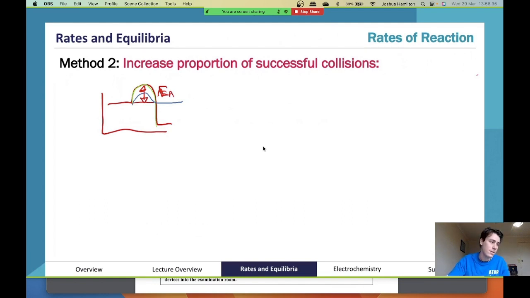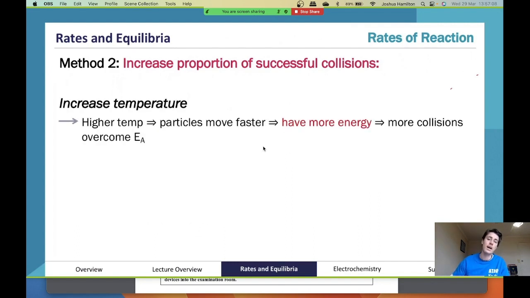So what if we increase the temperature of everything that's in our balloon? Well, if we increase the temperature, we're going to increase the kinetic energy. And by increasing the kinetic energy, these ones are now going to be all the way up here, even though they don't need to be. And these ones are now going to be more up here. So now what you've done is you've increased the number of particles that can go through the collision and successfully get a product. So to increase the proportion of successful collisions, we increase the temperature.